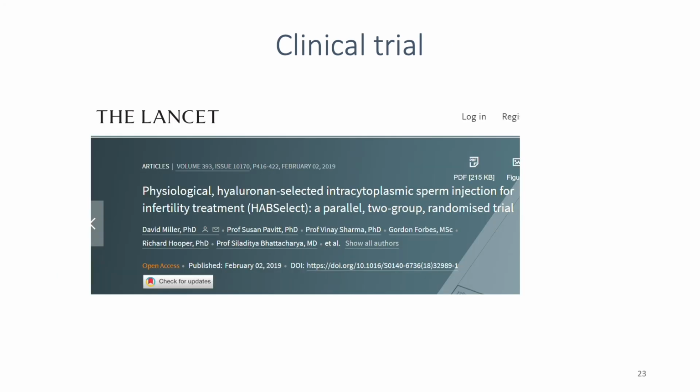So here we have one example of a very recent clinical trial in assisted conception. And this is published by David Miller and colleagues in The Lancet, and it's examining HAB-Select, which is looking at a sperm selection technique for ICSI.